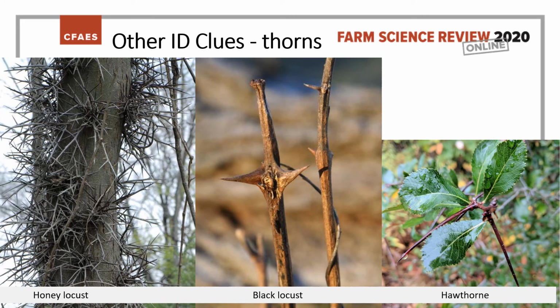Other clues: thorns. We go from honey locust, which you can't miss once you see it. I don't think you'll forget it. Black locust has paired spines or thorns. And then here is a variety of hawthorn that has some major thorns that, once you see them, you're probably not going to forget either. So thorns can be one of those clues to use. Not as common as some of the other ones we've talked about today, but definitely something that works well.